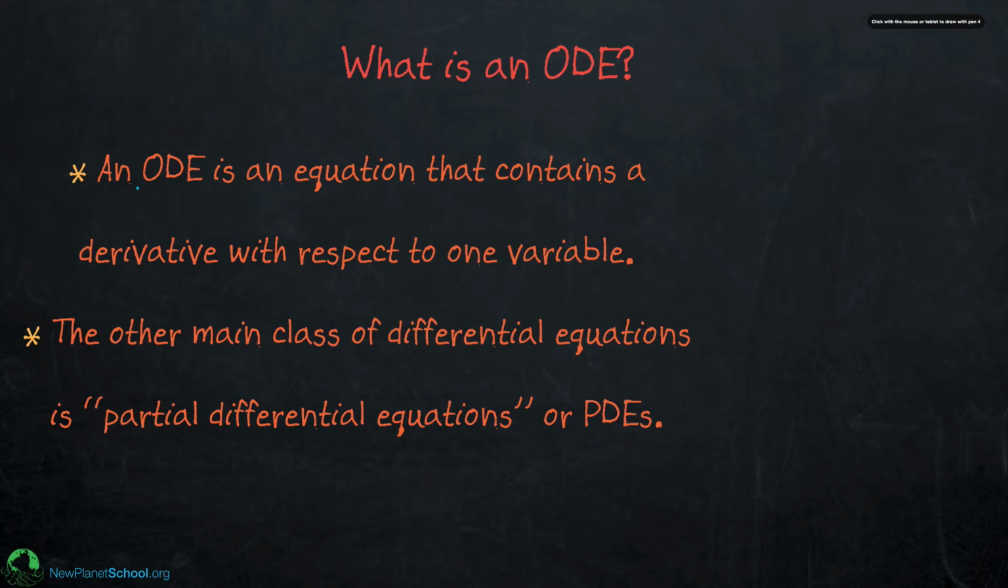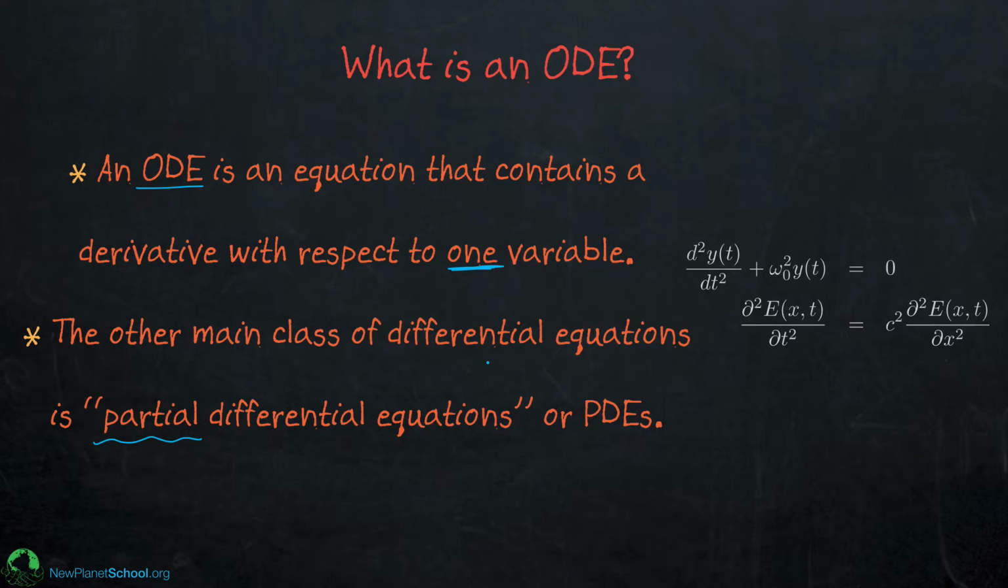An ordinary differential equation is obviously an equation that contains a derivative. But in particular, it contains only a derivative with respect to one variable, a single variable. Now there's another type of differential equation. The other main class is called partial differential equations, and those are quite different. Let's compare them. This is what an ordinary differential equation looks like, and this is one that we're going to look at a lot. It's the harmonic oscillator equation.